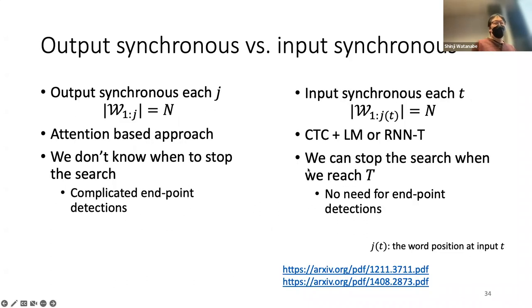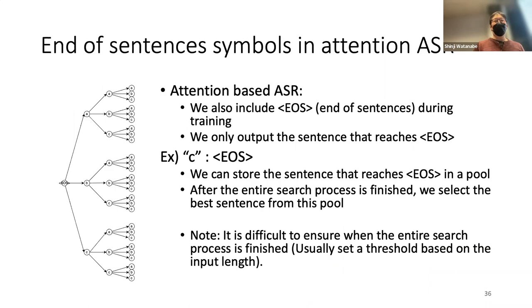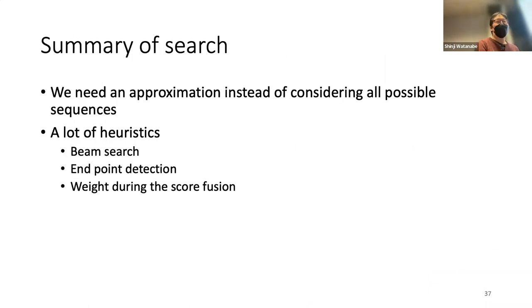And we also have two search directions. One is output synchronous, which has j as the for loop, the output token timestamp. But the RNN transducer and the CTC can work with beam search based on the input frame. This is called input synchronous. Both beam search methods have pros and cons. Okay, that's it for the summary of the search.